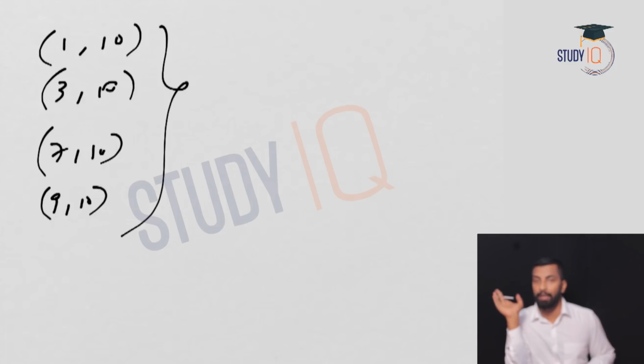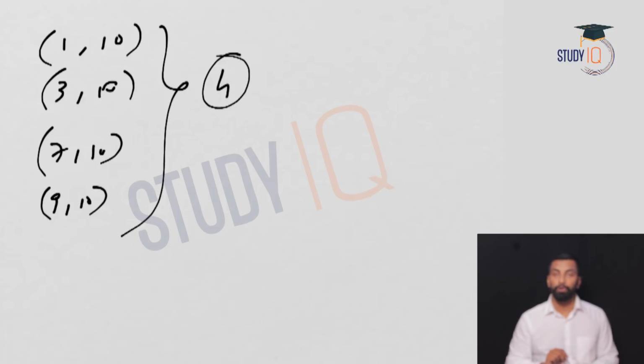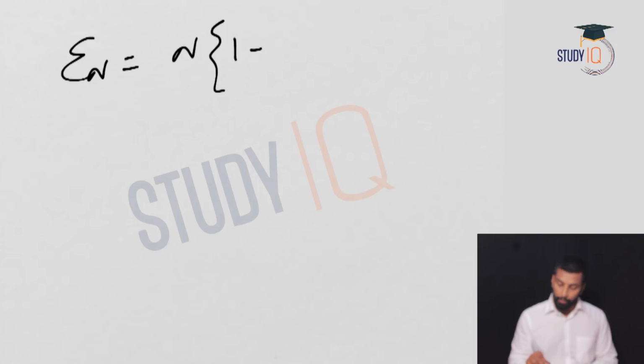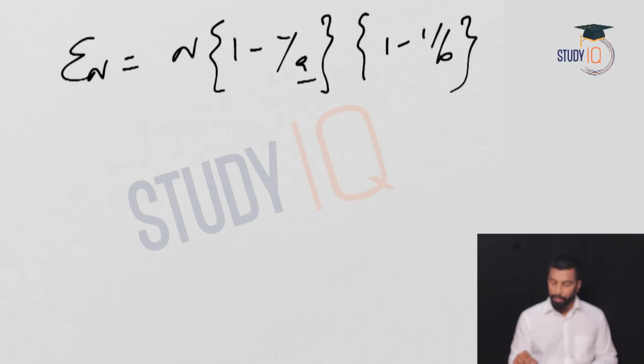More than 10 I can get many. And this is what you mean by 4, Euler's number of 10. What we did? You need to remember this only. Euler's number, if you need to find, N into 1 minus 1 by A into 1 minus 1 by B. A and B are factors.